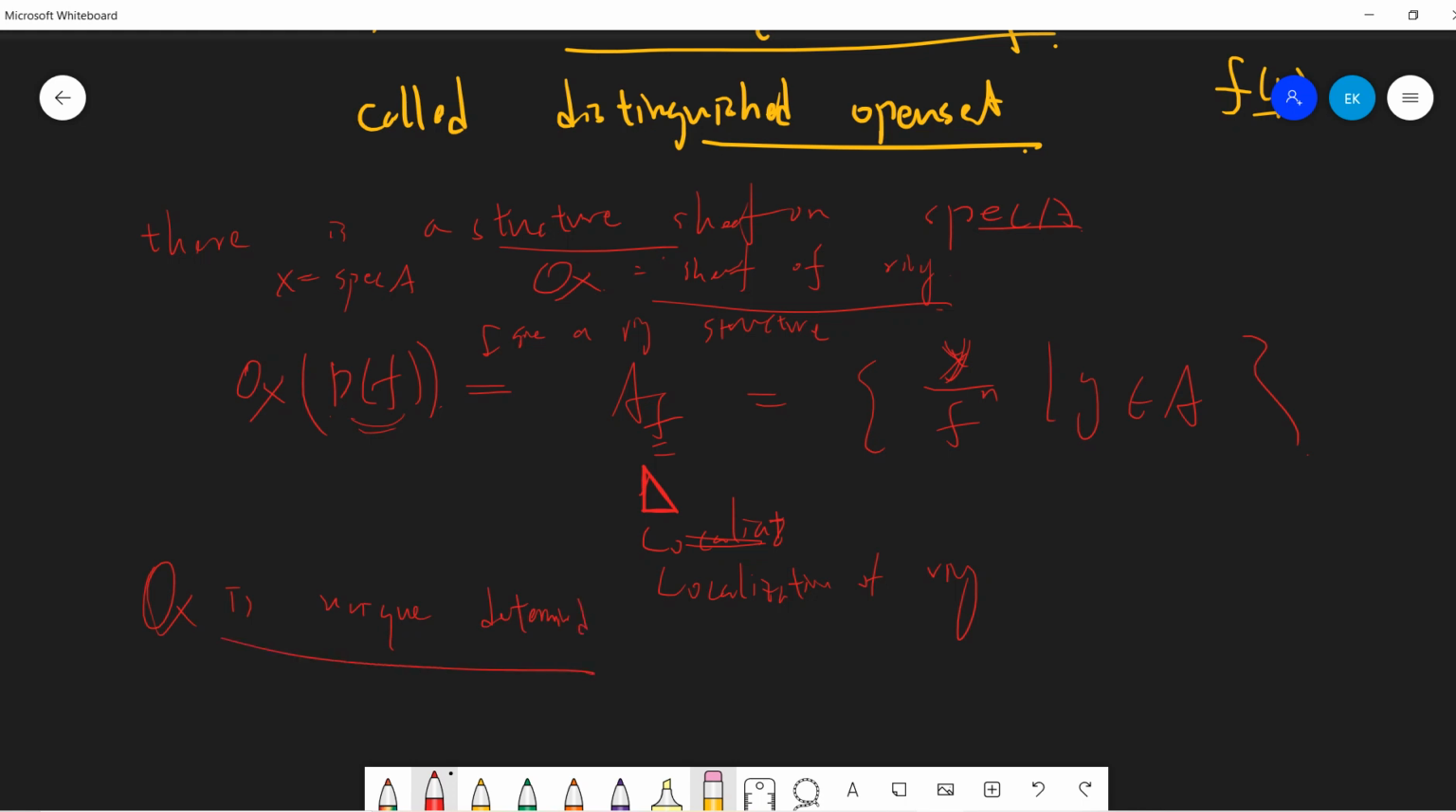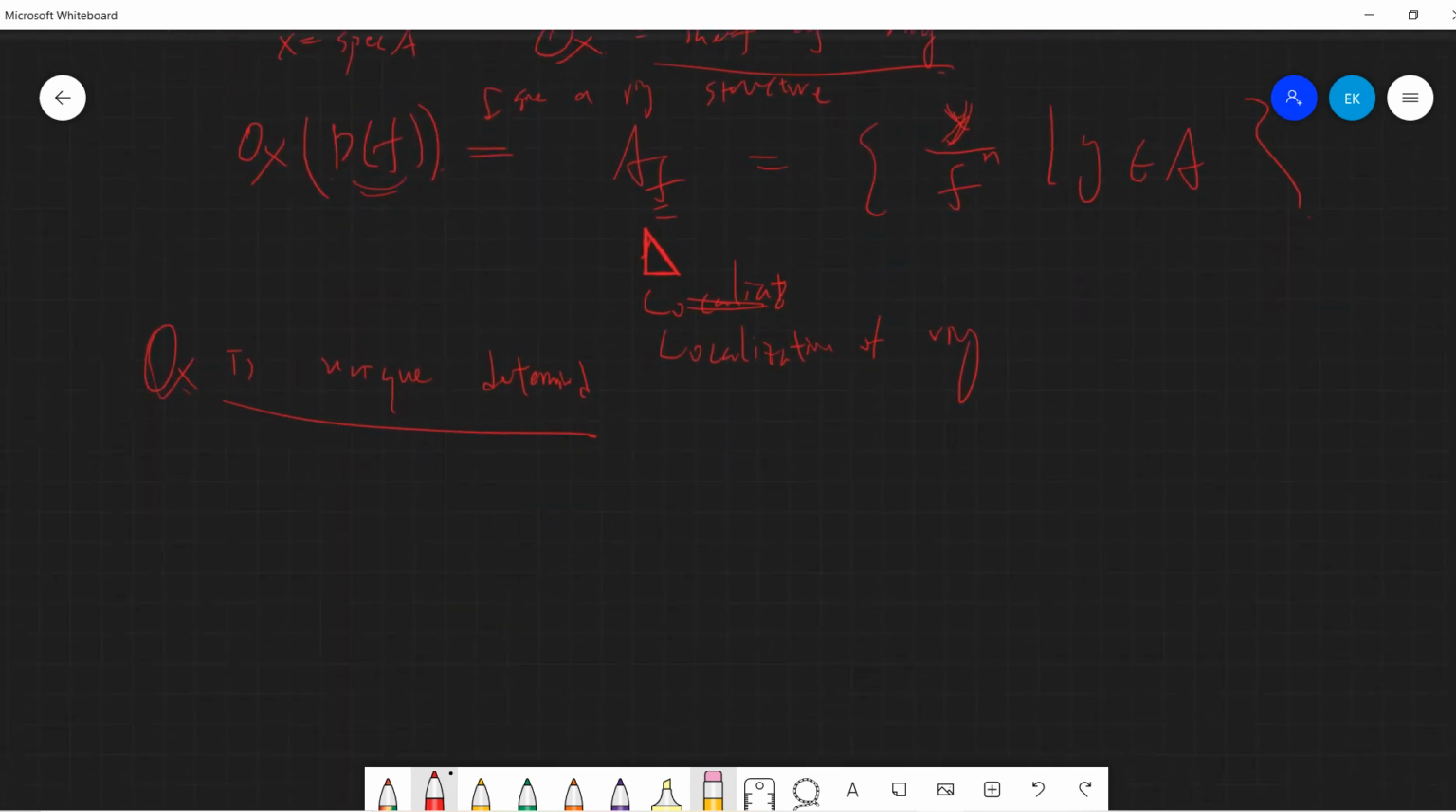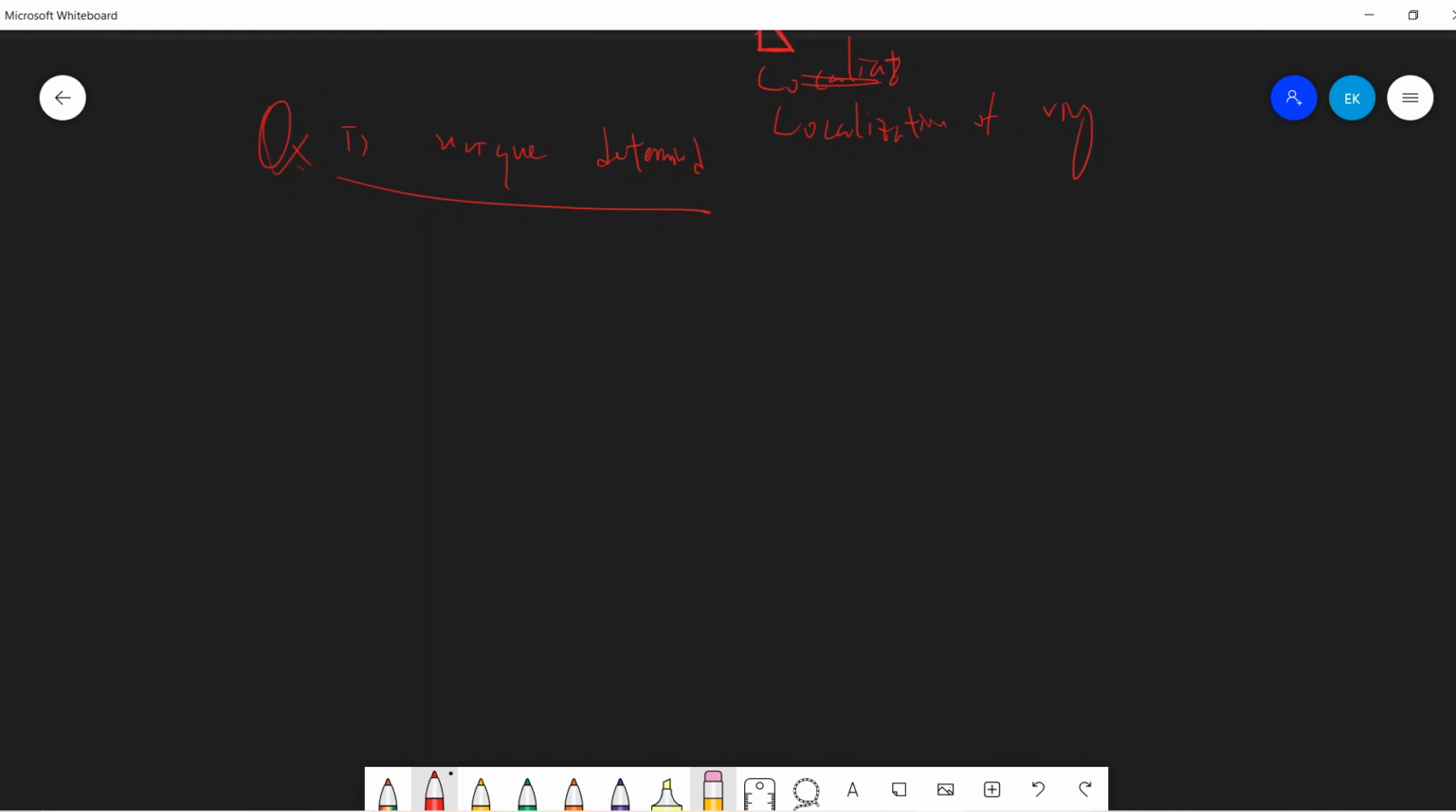This can be proved for any kind of space. Once you are given OX on the open basis, then all the others are fixed. Not only that, if you take a stalk, so this is a stalk, right? Basically, if you learn about sheaves, then you can talk about stalks. So the stalk at point P, where P is a prime ideal, right?